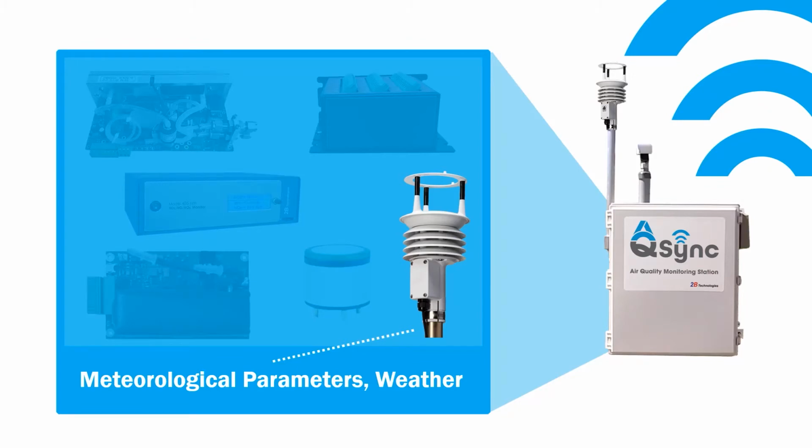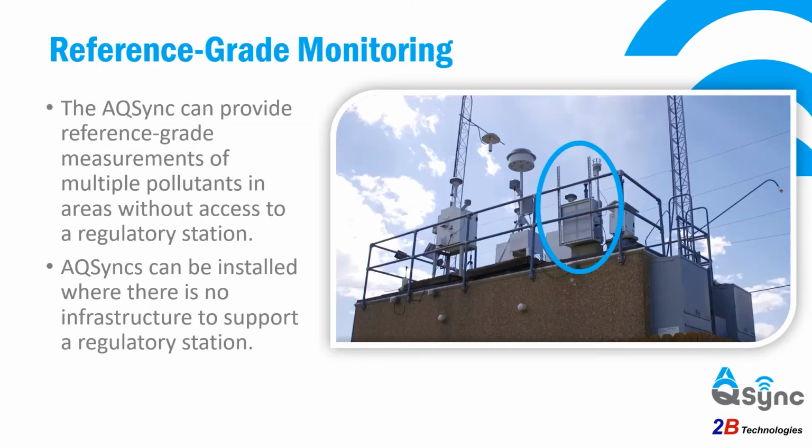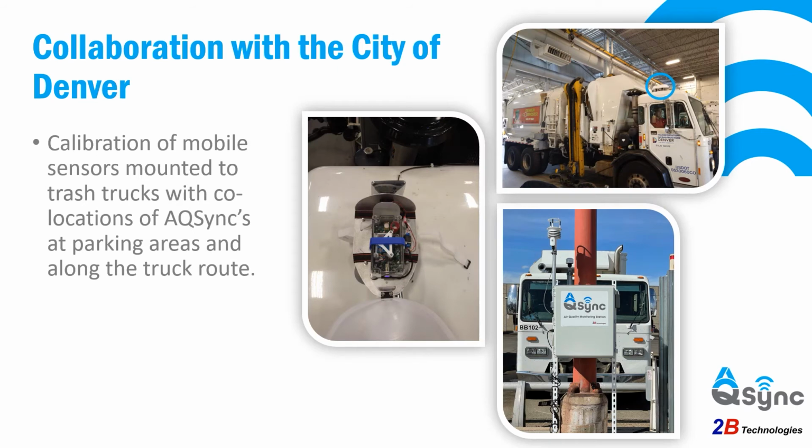We continue to evaluate other additions to the AQSync, including a total VOC measurement. With its high-quality measurements, the AQSync is perfect for countries or U.S. locations that don't have a regulatory site. The AQSync can also provide anchoring measurements for sensor networks by serving as a calibration station. The AQSync can also be used as a walk-by, drive-by, or park-by calibration station.